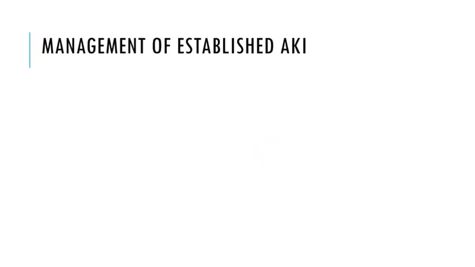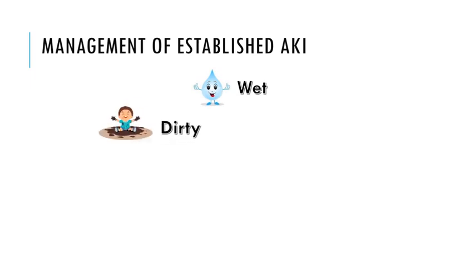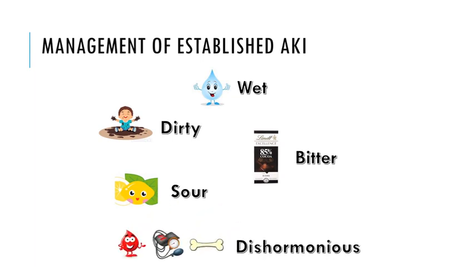So we've already spoken now about the management of your pre-renal and post-renal issues. So now we are going to look at specific management with regards to acute kidney injury. So an easy way to do it is to use the framework that I discussed with you earlier to try and figure out how to manage these patients. So let's go through the framework again. Wet, dirty, bitter, sour, and disharmonious. So let's start with the first category, wet.